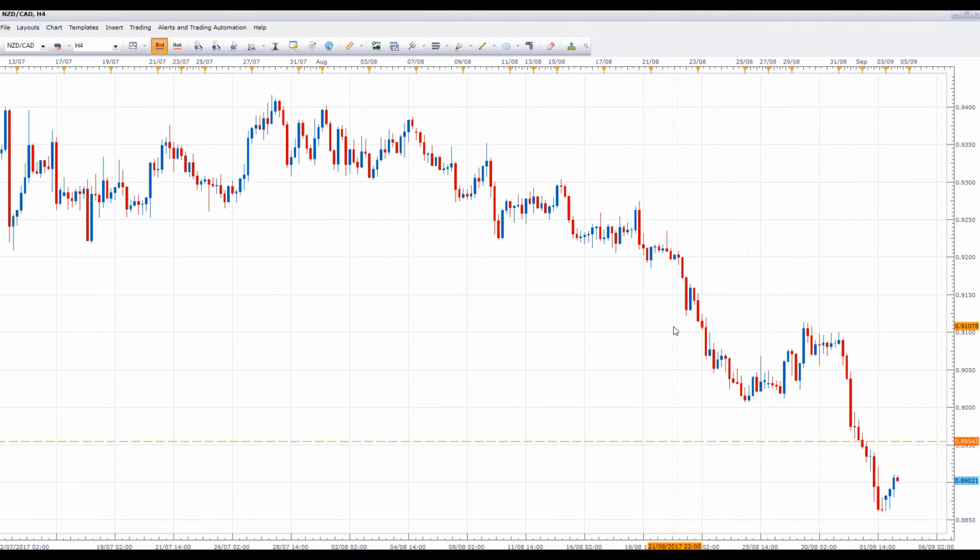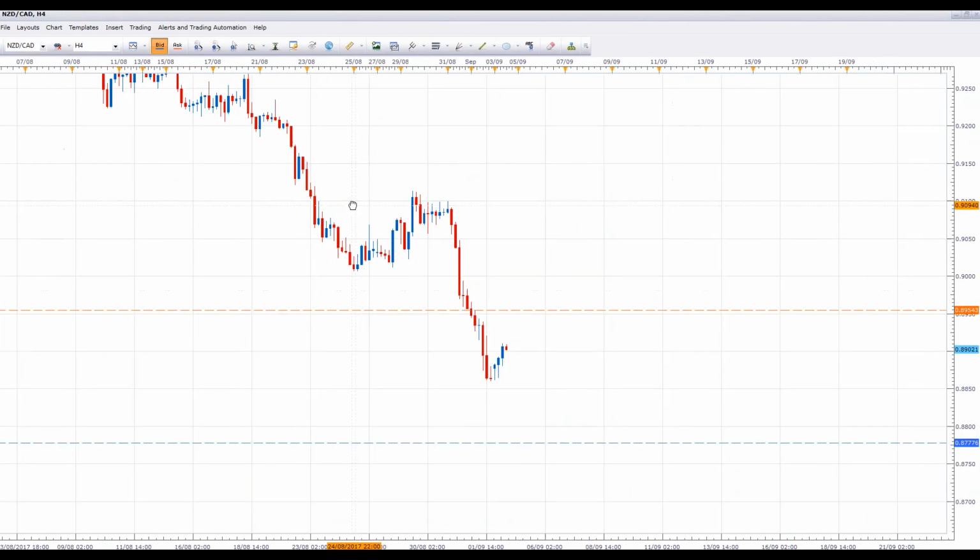But let's just go back to the New Zealand CAD. Now you can see this is in a clear downtrend, so this is certainly not something we want to be looking at buying. What we're looking at is a pullback, with any buying coming into this pair to be used as an opportunity to sell this currency pair at a better price. And ideally we're looking up towards the 0.8954 area as a very good potential turning point in this pair.